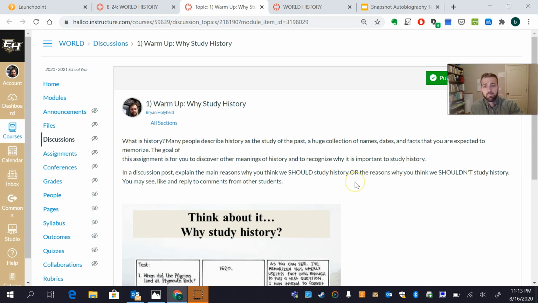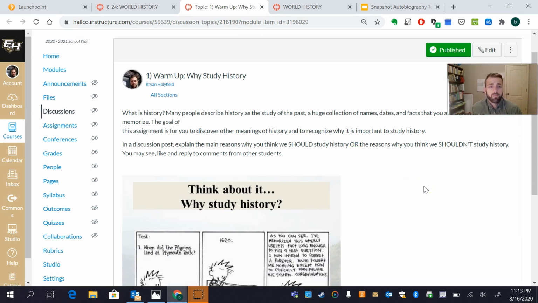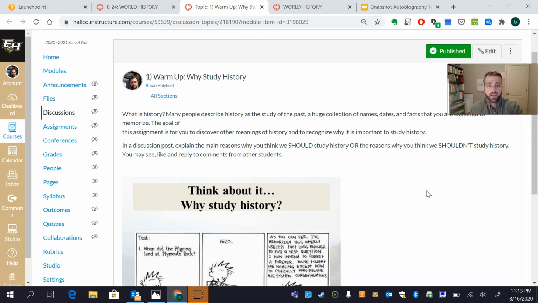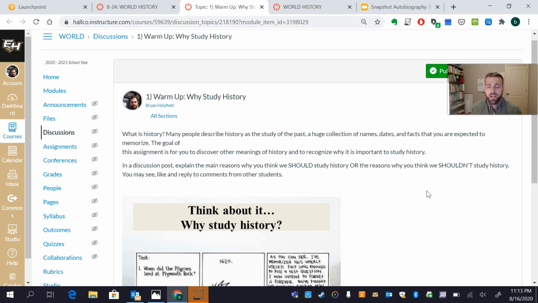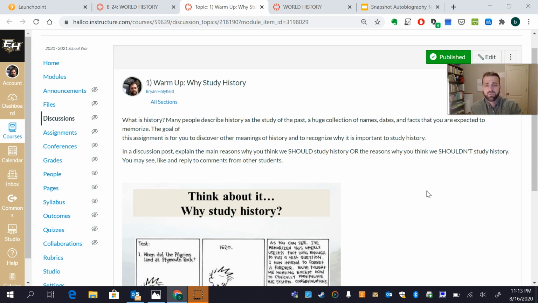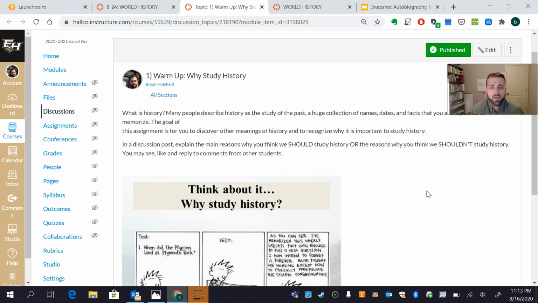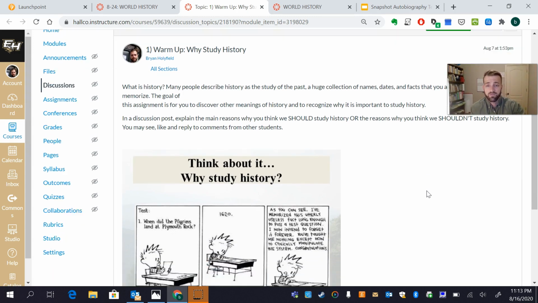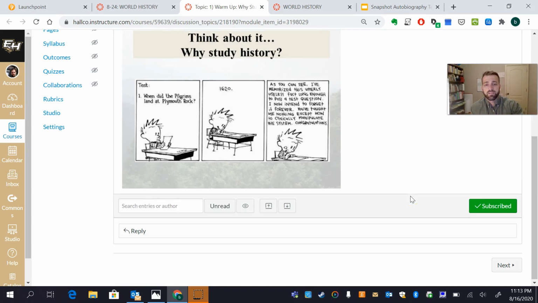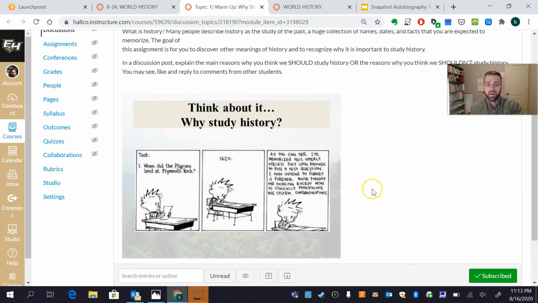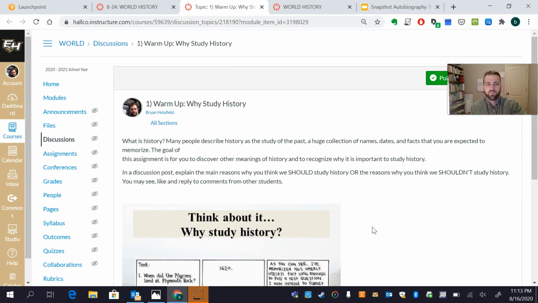We basically present to students this idea and concept of what is history, what makes up history, and ask them in a discussion post to explain the reasons why they think we should study history or the reasons why they think we shouldn't study history. That's set up as a discussion post. I am a big Calvin and Hobbes fan, so I try to incorporate some of these cartoons where possible.